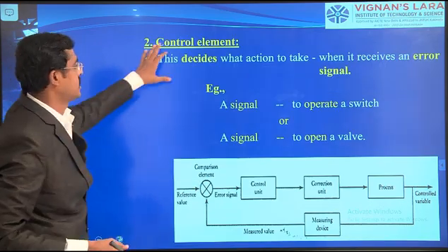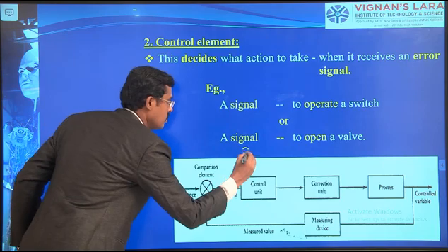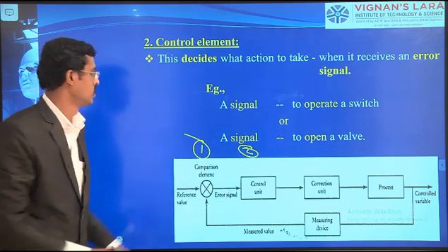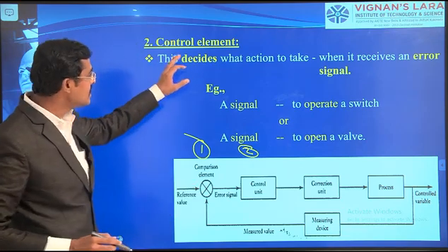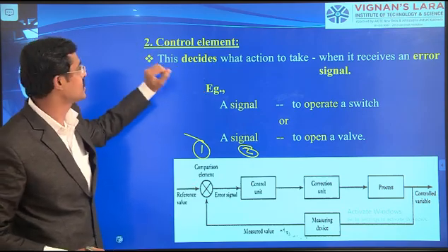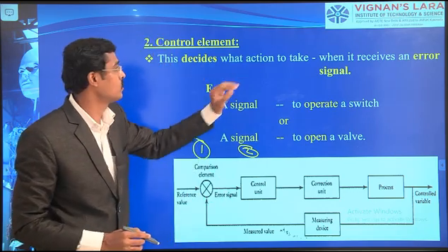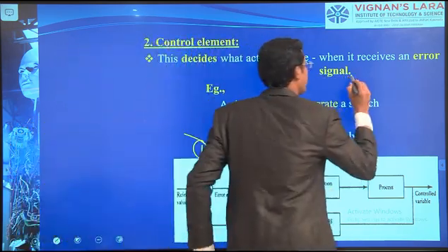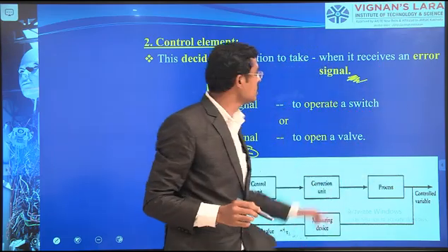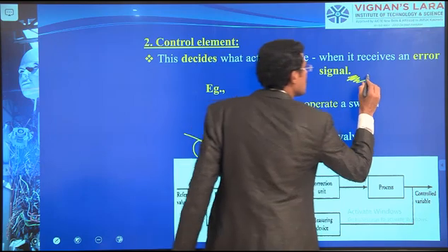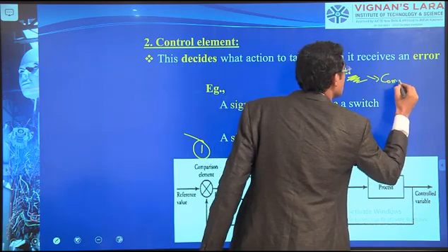Next, the control element. This is number 2. We have seen the comparison element, number 1. The control element decides what action to take when it receives an error signal. From where are we receiving it? These signals are received from the comparison element.